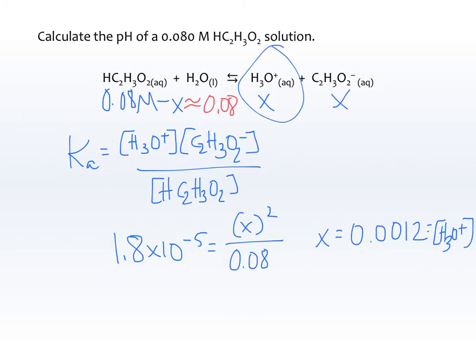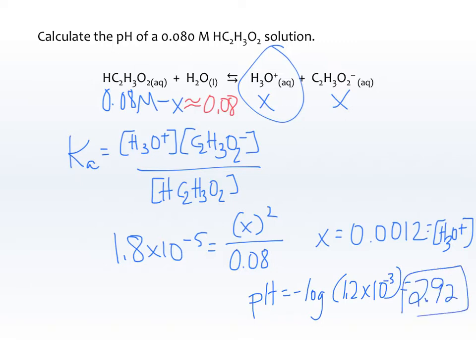That's what X represents. So, to find pH, that's the negative log of the H3O+. 1.2 times 10 to the negative 3 means the pH will be 2.92. And there's your pH of just the weak acid solution.